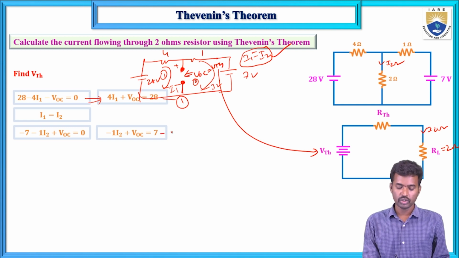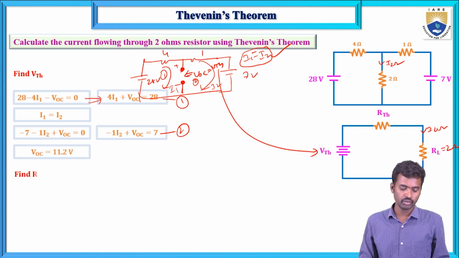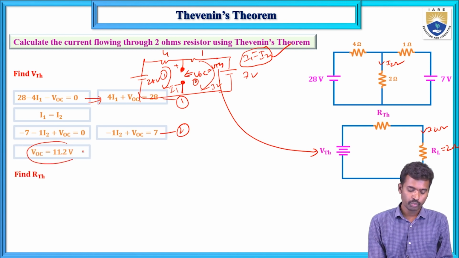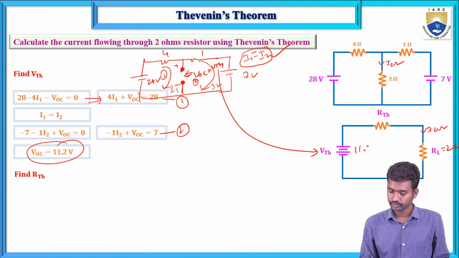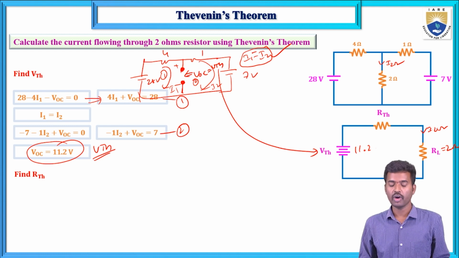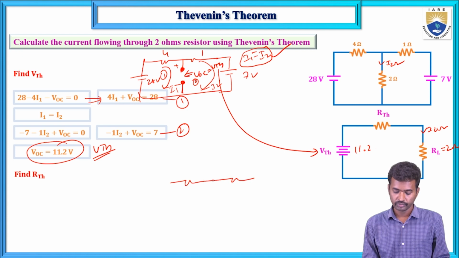Now if you solve these two equations, you will get I1 and I2, and VOC equals 11.2. That is VTH. Now the determination of RTH. RTH can be calculated. First draw the circuit.